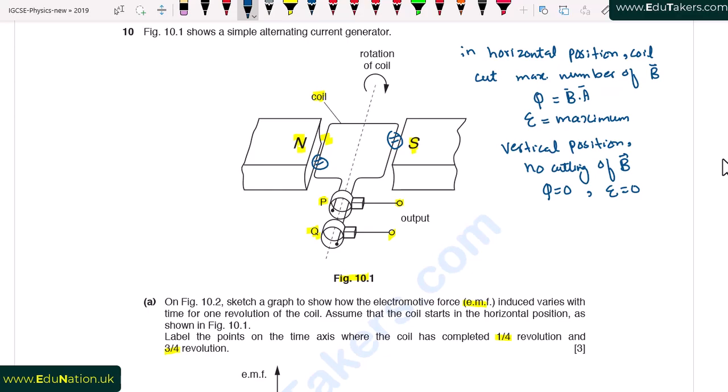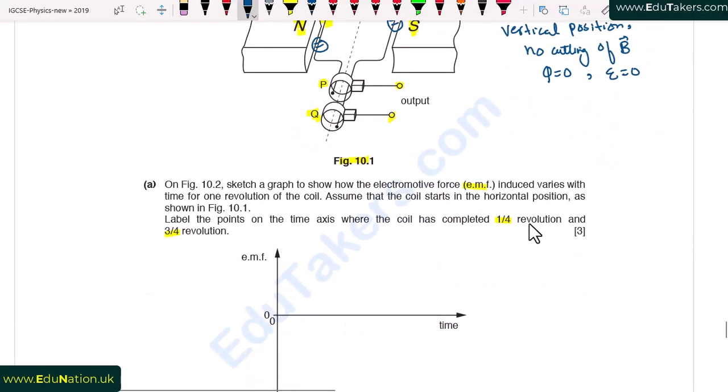So we have to draw its motion on figure 10.2. So first of all, in this horizontal position, we see that the EMF is maximum. So this is the maximum point while this is the minimum point 0. So first of all, when the coil is horizontal, the flux is maximum. That's why the EMF is also maximum. So when I draw the curve, it will be just like this.